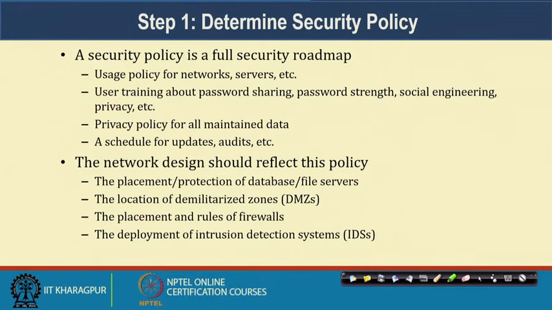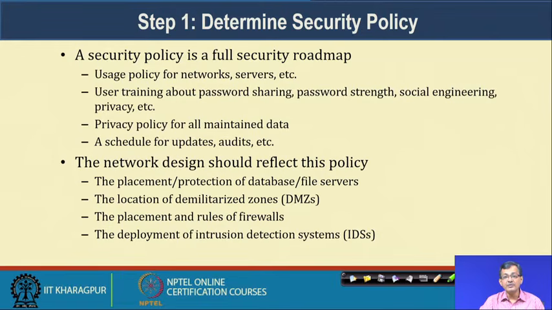So, the network design should reflect this policy: the placement of rules and firewalls, and the deployment of intrusion detection systems. Where do I put the firewall, what should be the firewall rules, and what should be the deployment of the intrusion detection system? If an intrusion happens, how do we detect it? There is also another sort of system called IPS, intrusion protection system.